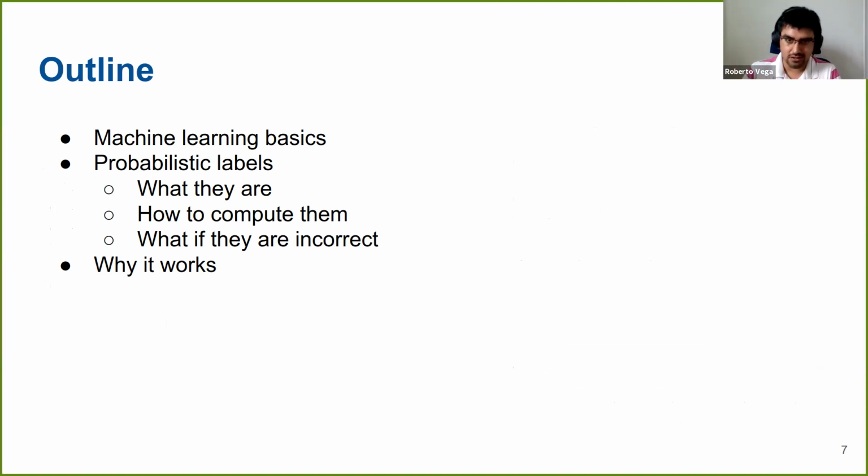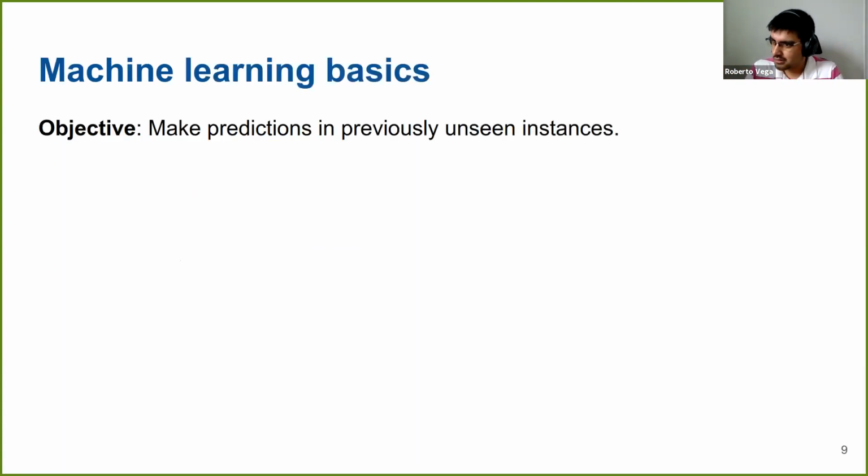Now let me go directly into the presentation. I'm going to start talking about a few machine learning basics. Then I'm going to present the probabilistic labels, that is the methodology that we are proposing. And I'm going to talk about what they are, how we compute them, and what happens if our computation of these labels is incorrect and how to correct it. And finally, I will conclude with why this methodology works and is able to achieve the results that I just talked about. So let me start with the machine learning basics.